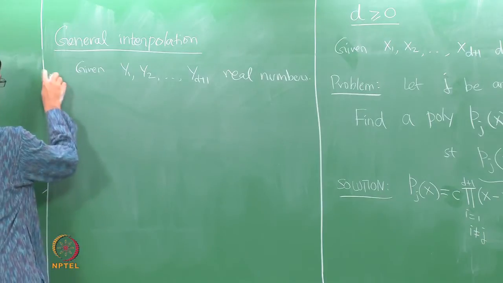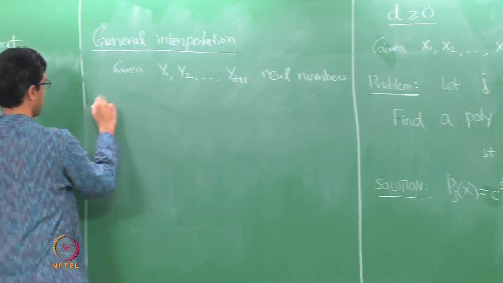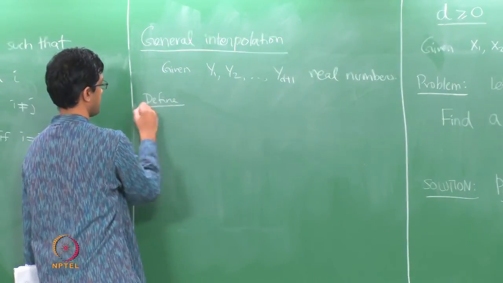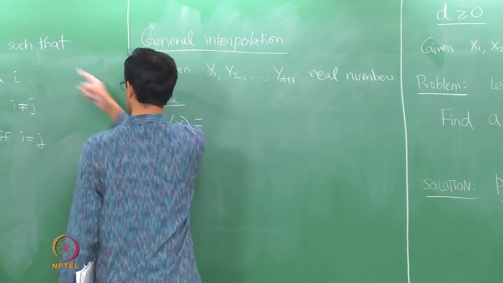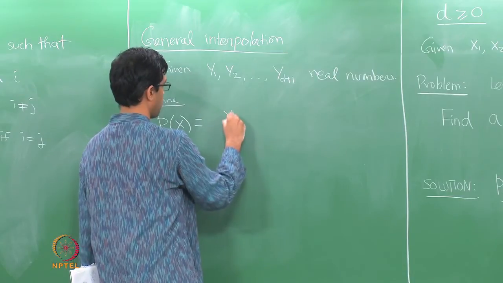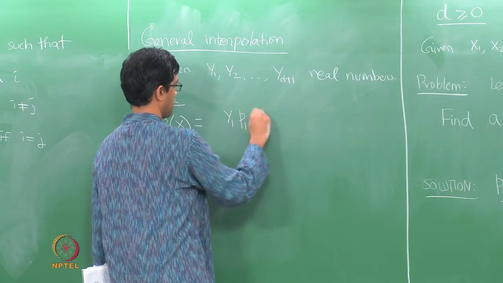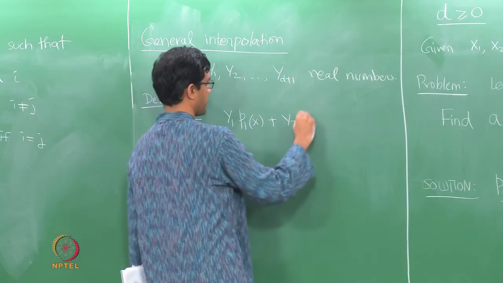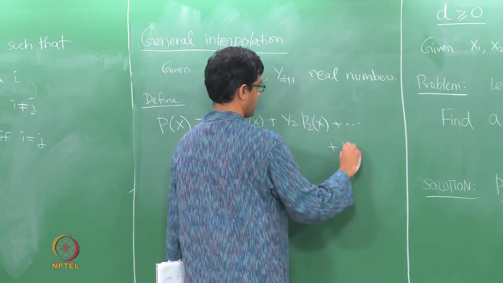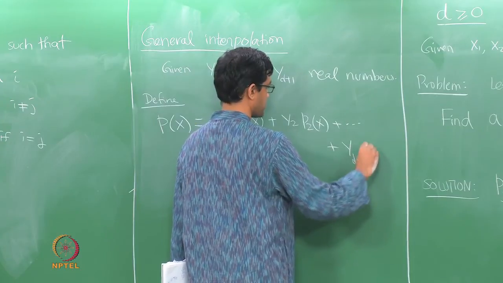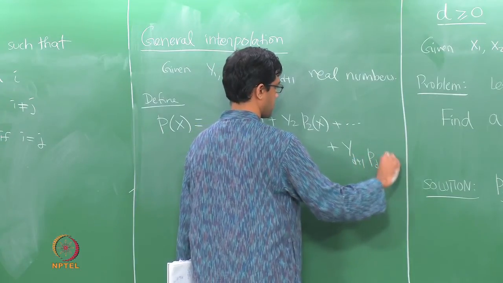Okay, so what we do is define a polynomial p of x. So let's define the polynomial p of x to be, well, we know all p1 through pd plus 1, you just say it is y1 times p1 of x plus y2 times p2 of x, till yd plus 1 times pd plus 1 of x.